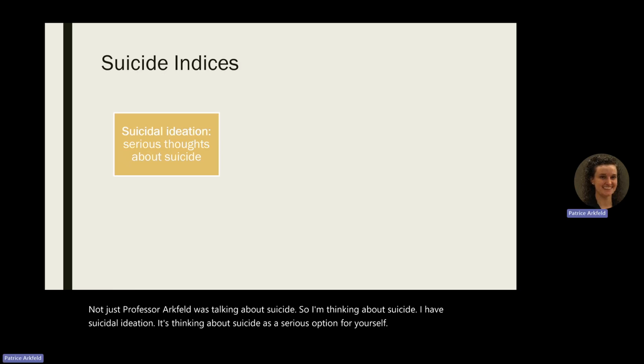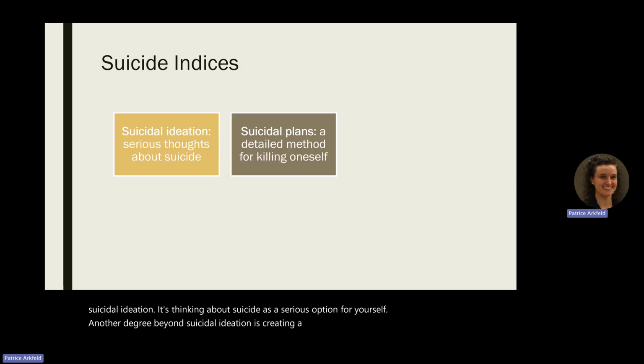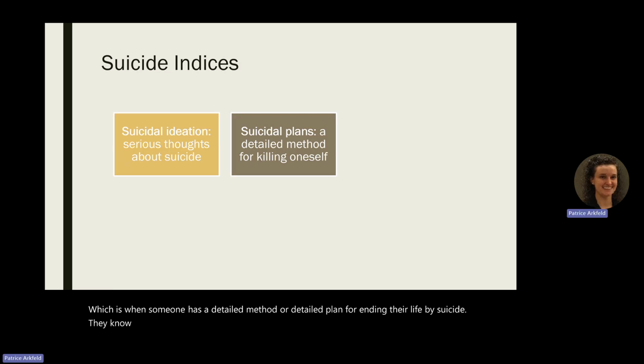Another degree beyond suicidal ideation is creating a plan for suicide, which is when someone has a detailed method or detailed plan for ending their life by suicide. They know what they're going to do. They know when they're going to do it. That's a plan.